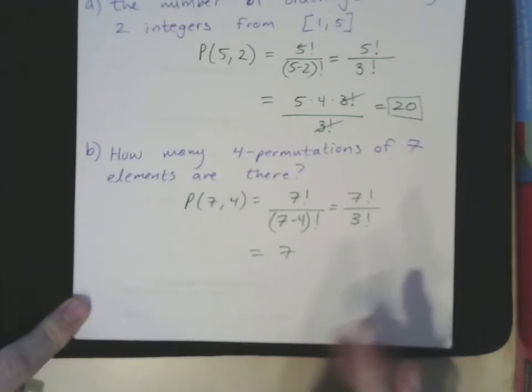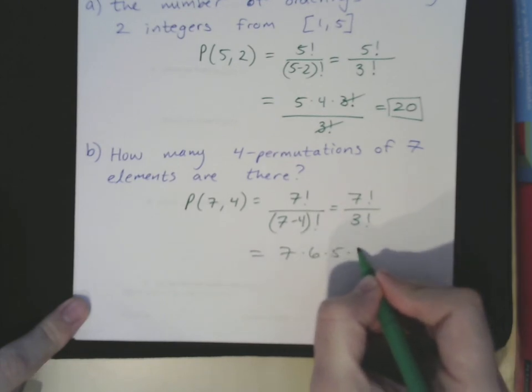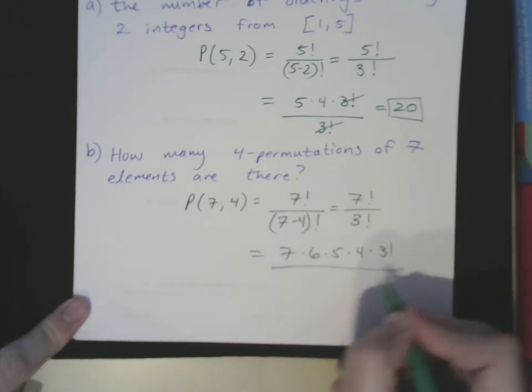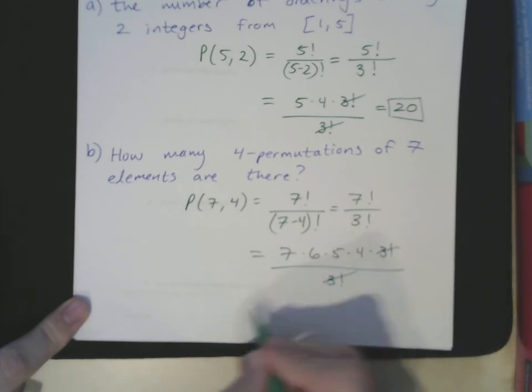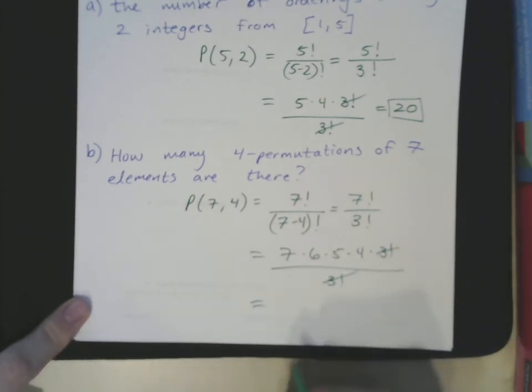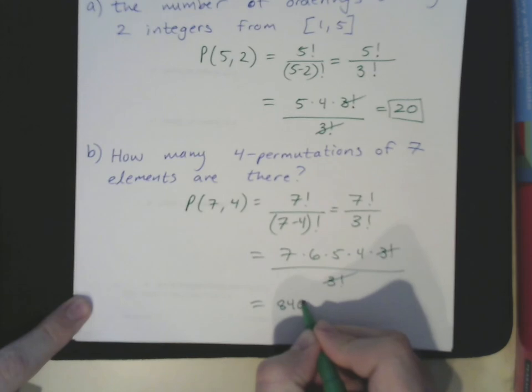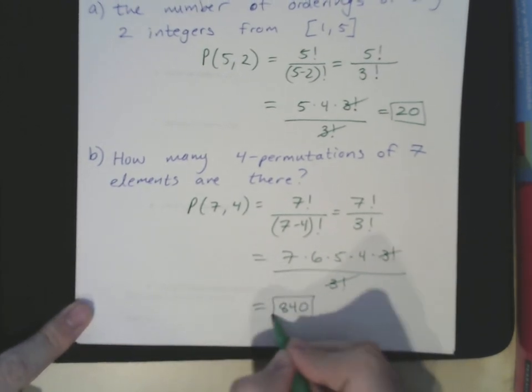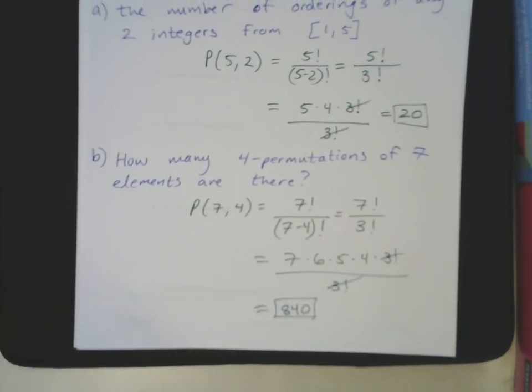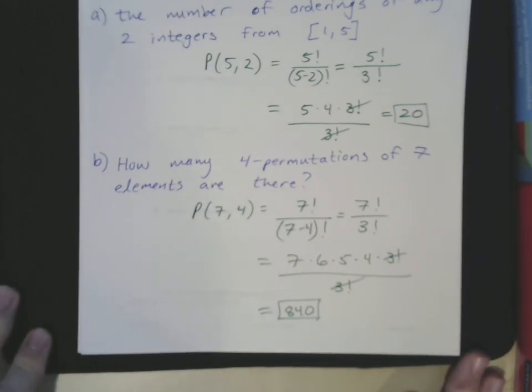Split our 7 factorial into 7 times 6 times 5 times 4 times 3 factorial over 3 factorial, and those go away. And then 7 times 6 times 5 times 4, which is 840. So there are 840 different 4 permutations from a set of 7 elements. So there'll be some problems in the homework to have you get used to this. We're going to be doing a lot with factorials and permutations and simplifying, so we want to be up to speed on factorial simplification, make sure we're not too rusty.